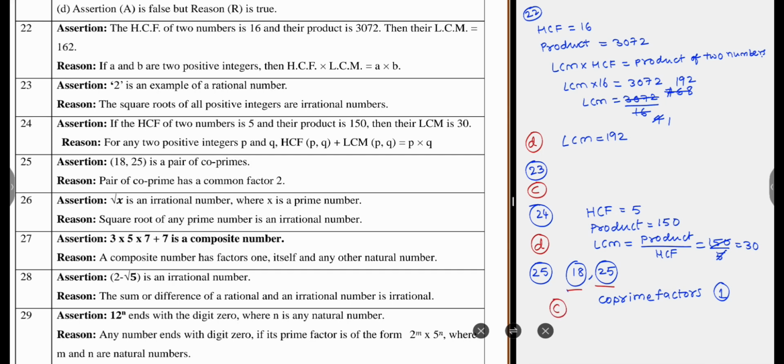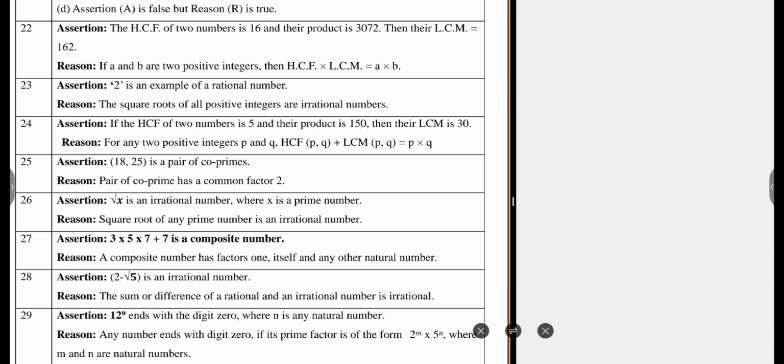Then question number 26. In question number 26, root x is an irrational number where x is a prime number. True. All the numbers which are in the form root x where x is prime are irrational numbers. Square root of any prime number is an irrational number. That is also true. Assertion is true, reason is true, and the reason is the correct explanation of assertion here.